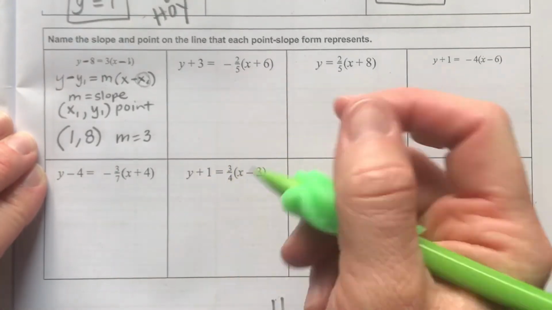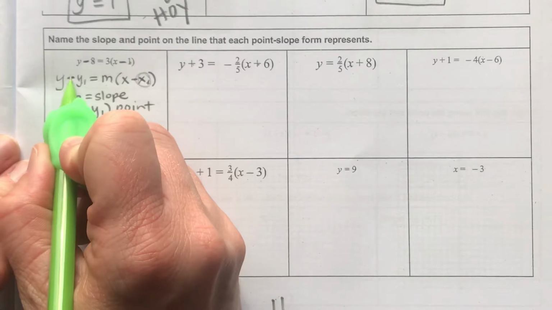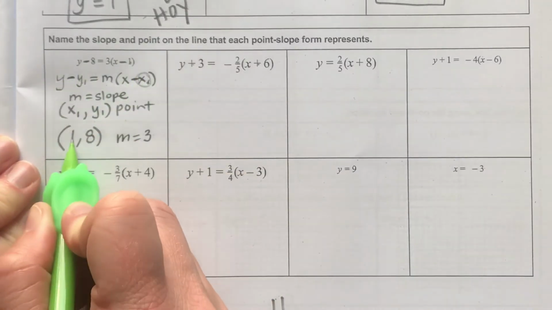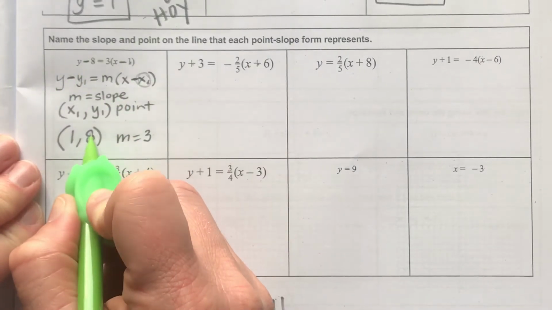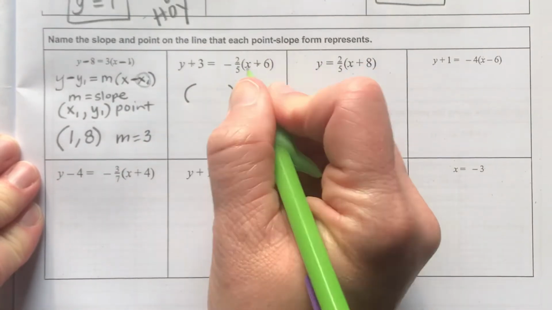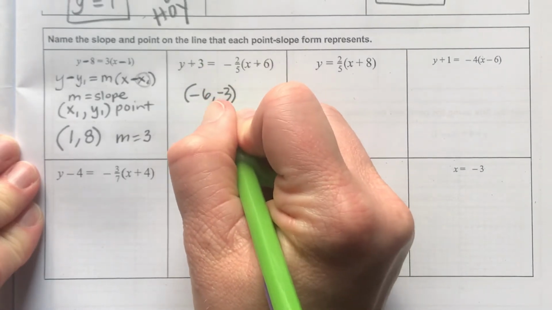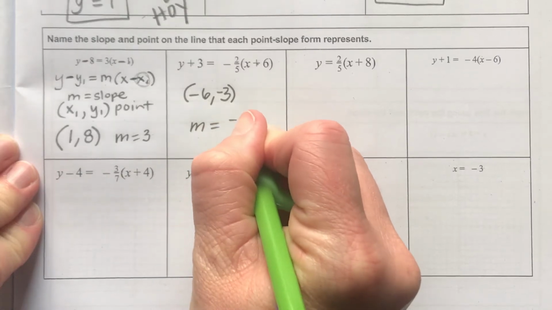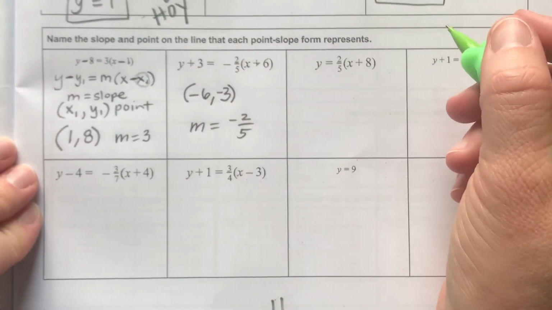Now for this one here, notice how our signs are opposite. It's kind of helpful to look at that in the equation. This sign was a minus and our x1 was a positive. This sign was a minus and our y1 was a positive. So the signs of our point are opposite of the signs in the equation. So -6 and -3 is going to be the point value, and our slope is going to be -2/5, the number in front of your set of parentheses.